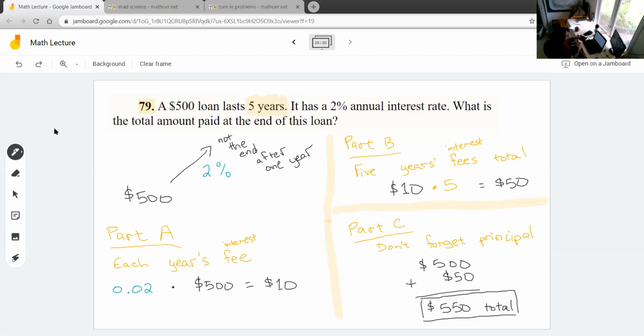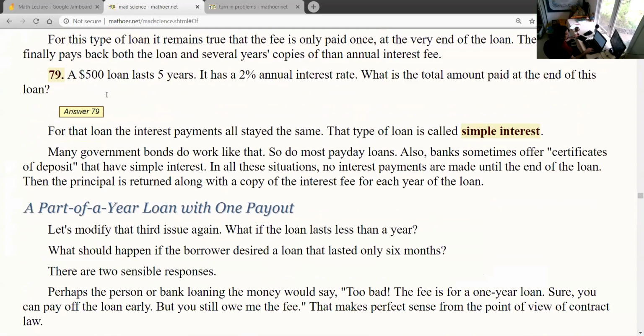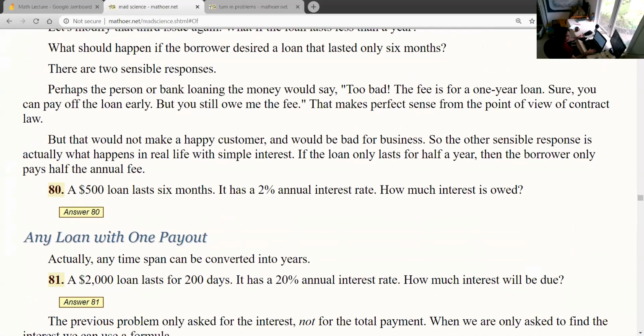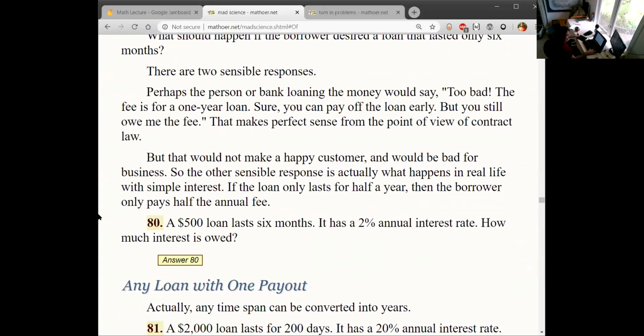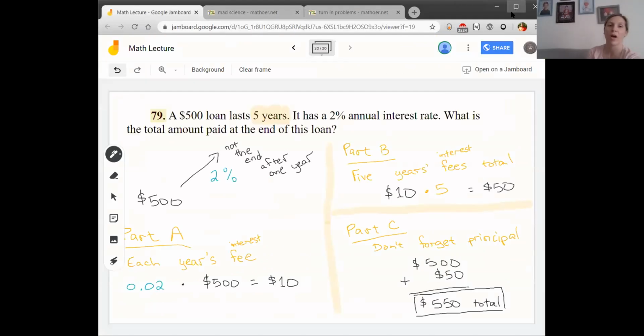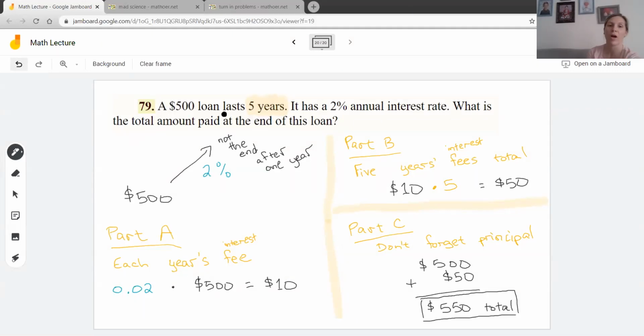Okay, we have a little bit more time. So how could this be slightly worse? So on that last problem, could you have just done like $500 times 10%? Your mic is cutting out. I couldn't quite hear what you asked. For this problem, could you do $500 times 10% because it's a 5-year loan? Yes, you could do the 2% times 5 first and then combine it with the 500.